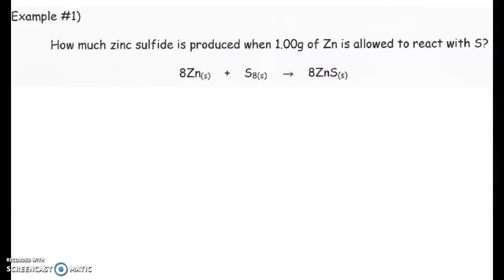So here we have: how much zinc sulfide is produced when 1 gram of zinc is allowed to react with sulfur? Okay, so this, we already have a balanced chemical equation. That's done. So what are we given? We have the mass of zinc. I'm going to write it underneath our zinc. And we want to know the mass of zinc sulfide.